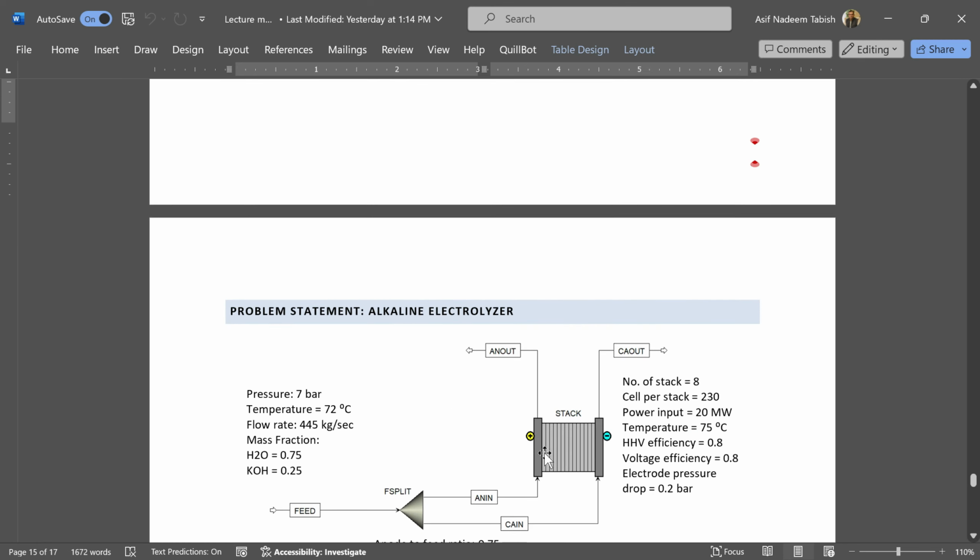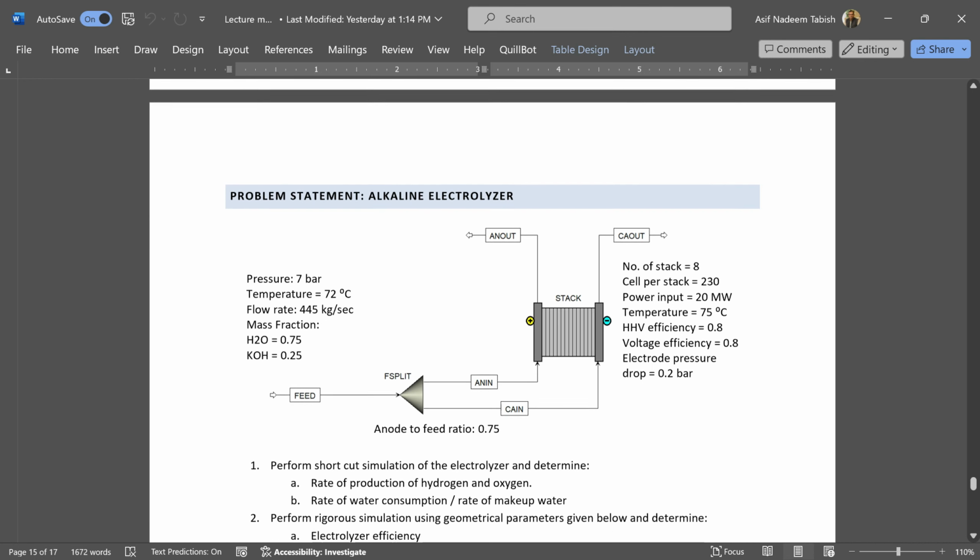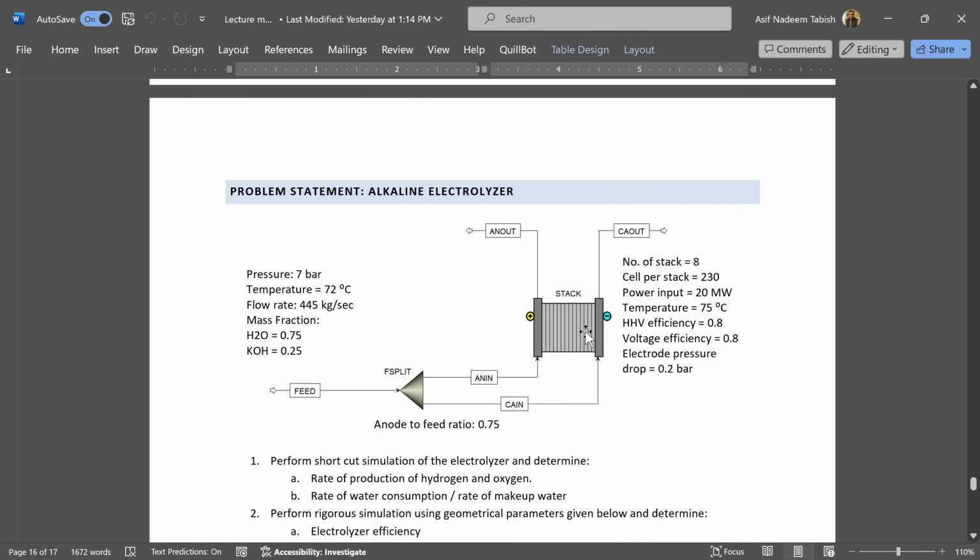Let's consider the following case study to learn how to simulate the electrolyzer block. Consider a stack that is fed with alkaline water at 7 bar and 72 degrees Celsius at a rate of 445 kilograms per second. The composition of the feed is 25% potassium hydroxide solution.